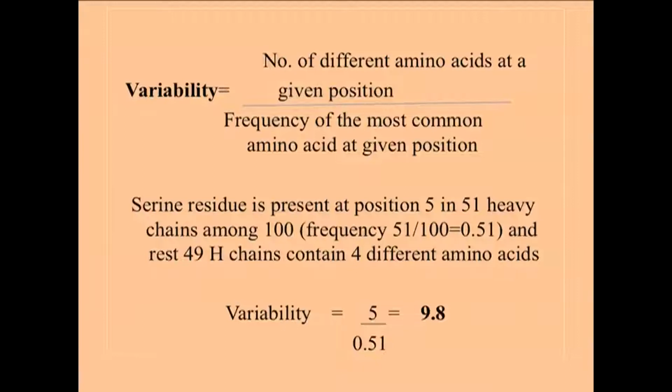Suppose we have sequenced 100 heavy chains. Among them, 51 heavy chains contain serine residue at position 5. Clear? So, this is the most common amino acid, and its frequency will be 51 divided by 100, that is 0.51. And suppose in the rest of the heavy chains, that is in 49 heavy chains, 4 different amino acids are present. So, the total number of amino acids at position 5, the fifth residue, is 5 divided by the frequency of serine. It will give us the value of variability.